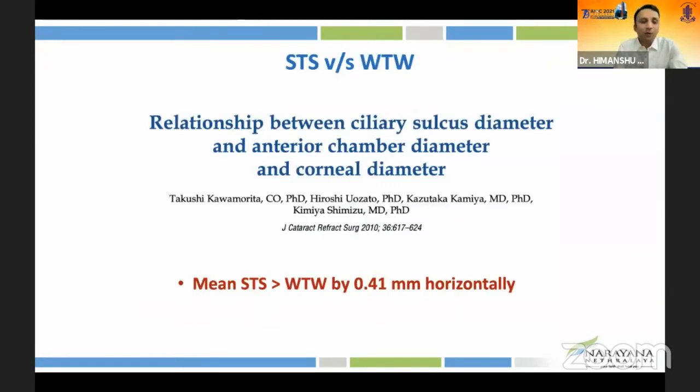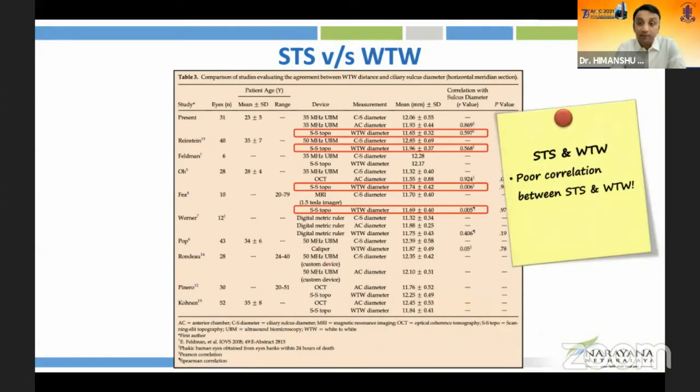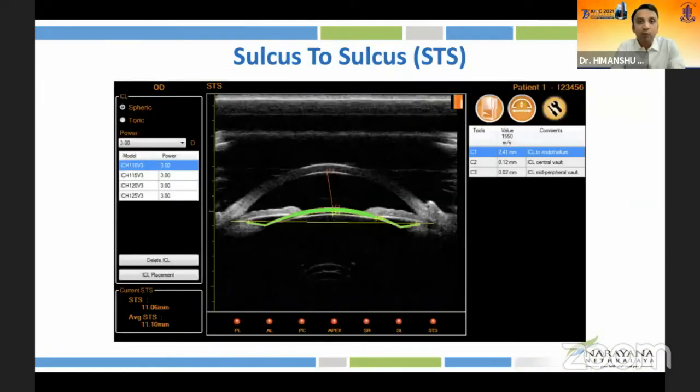Now, whatever we do, please remember, the lens we are putting in the sulcus, but we are measuring white to white. Now, how does that help? Well, by default, we feel that horizontal white to white is 0.4 to 0.5 millimeters smaller than sulcus to sulcus. But that's not always true, because there are enough studies which show very poor correlation between sulcus to sulcus and white to white. So you cannot always trust that, but irrespective, we still have to believe one thing.